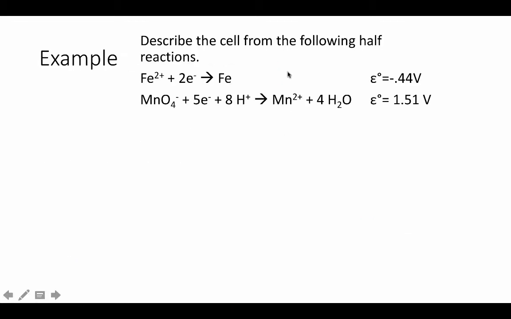So if we have these two half reactions and you're given the voltages here, it says describe the cell from the following half reactions. So the first thing that we're going to have to do is balance this reaction. And because we want this to be a positive voltage, we're going to flip the one that's more negative. So we have a negative 0.44 in this top reaction and a positive 1.51 volts in our bottom reaction, which means that this one is more negative. So we flip this one.